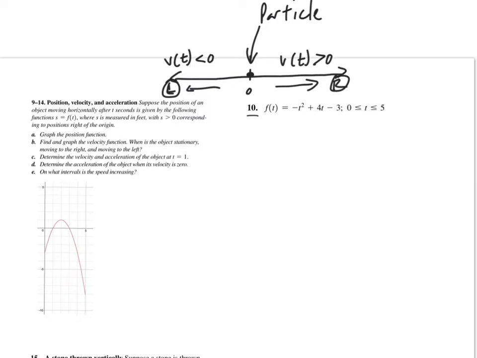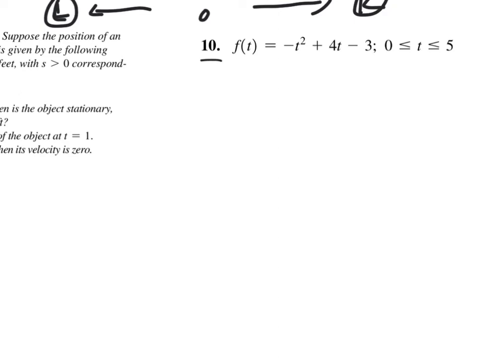Now let's go ahead and calculate the velocity function, which is just going to be the derivative of my position function. So I'm going to come in here and write f prime of t, which is equal to my velocity v of t, and that's going to be negative 2t plus 4, okay?